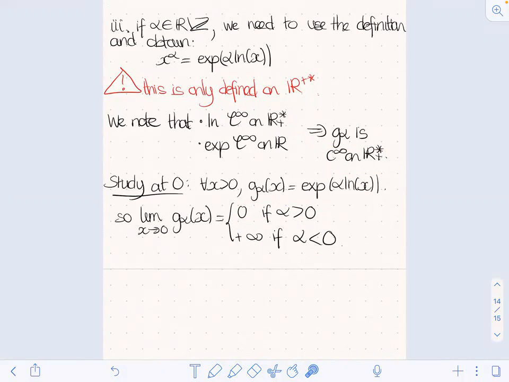Okay, what we can exclude from this is the case where alpha is negative. So if alpha is negative, the definition domain of G is equal to the domain of continuity, equal to the differentiability domain, and that's R plus star.